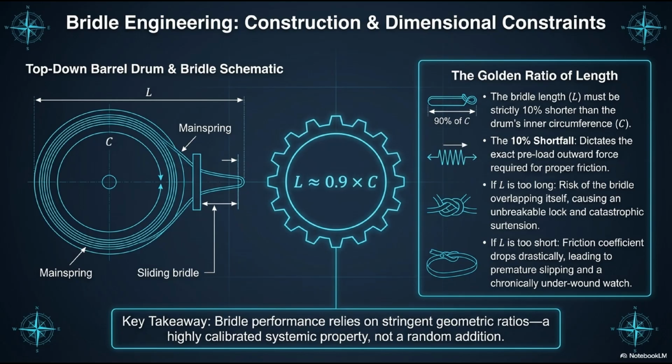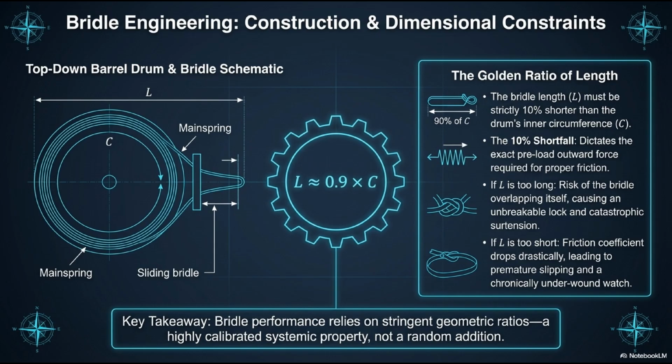Designing that slip is incredibly difficult. Let's look at bridle engineering, construction, and dimensional constraints. The bridle's performance relies on stringent geometric ratios. It is a highly calibrated systemic property, not just a random piece of metal thrown into the barrel. Look at the top-down barrel drum and bridle schematic.